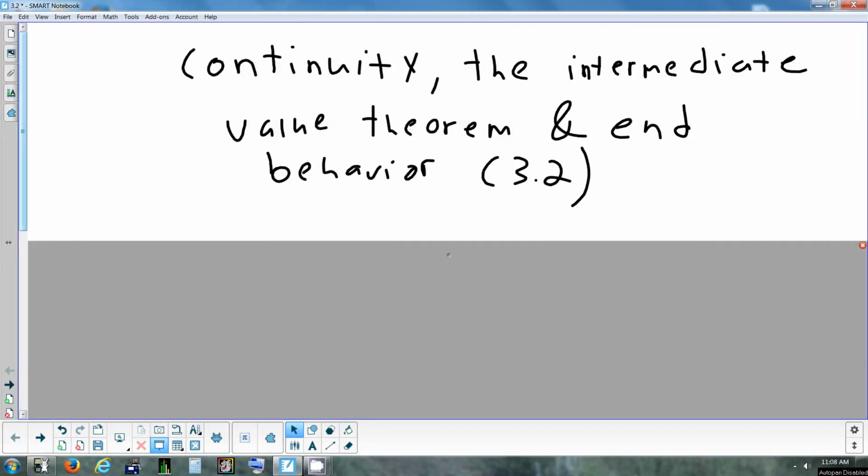Okay, so the last section we're going to look at this week is section 3.2. There are really three separate things in it. Two of them are kind of connected, but it's on continuity, the intermediate value theorem, and end behavior.